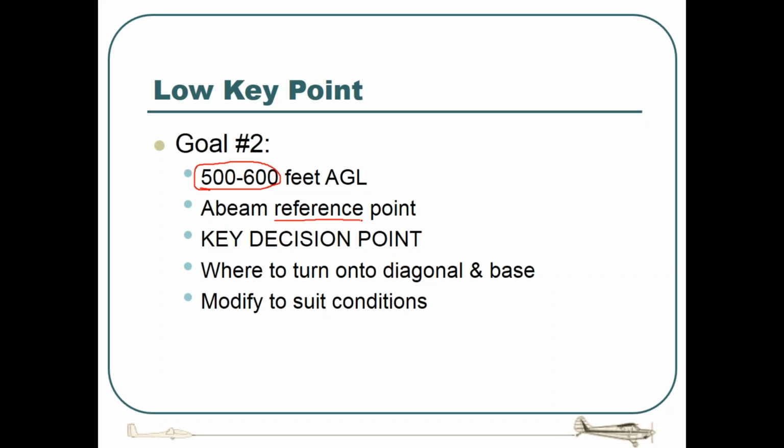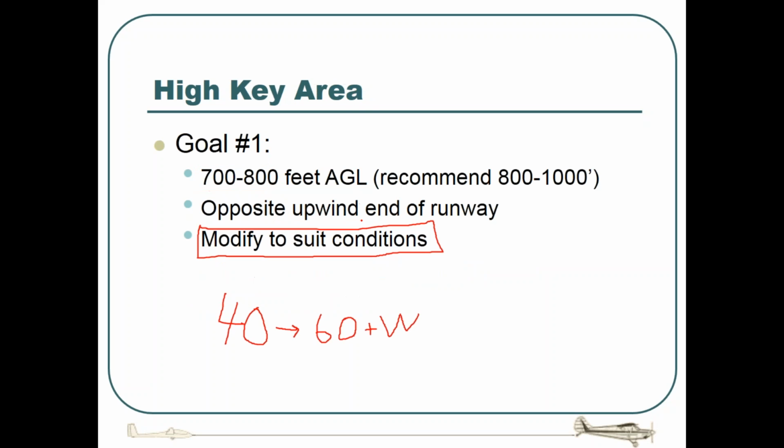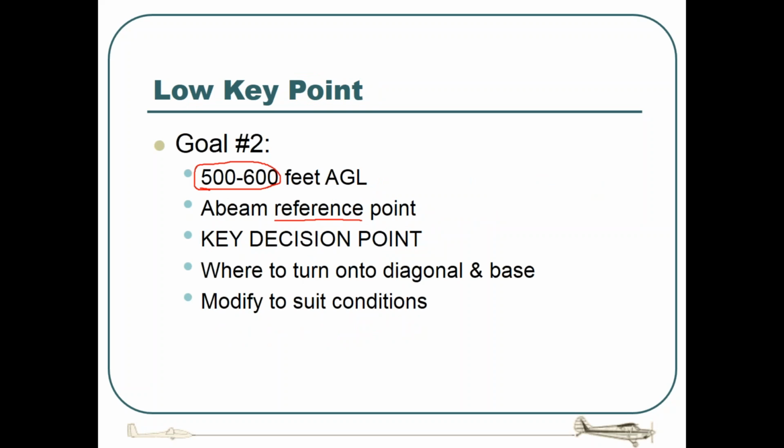Now, the low key point, and just of note here, it's the high key area and it's the low key point. Okay, so this is a more specific spot in space. It is abeam the reference point, and this is really your key decision-making point. This is where you're going to decide when to turn your diagonal, when you're going to turn your base, and again, there's that modify to suit conditions.